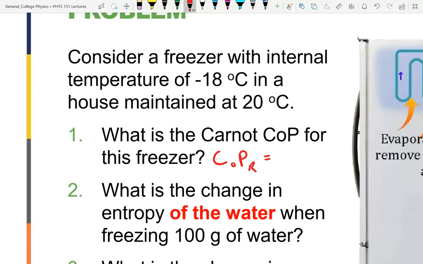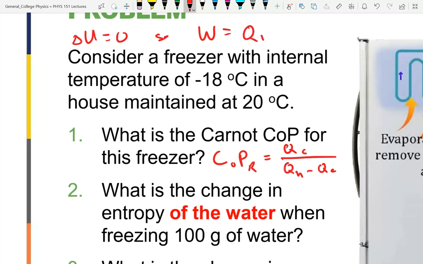Are you interested in the heat that you exhaust to the environment or the heat that you remove from the freezer? Heat that you remove. So that's the heat at cold temperature. And then you divide it by the work you put in, which we'll use QH minus QC, because for either a heat engine or a heat pump, you have delta U equals 0 for a cycle, so work is equal to Q hot minus Q cold.